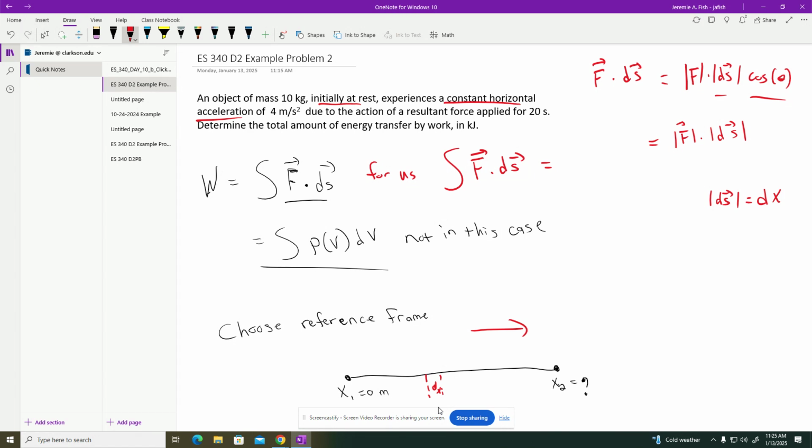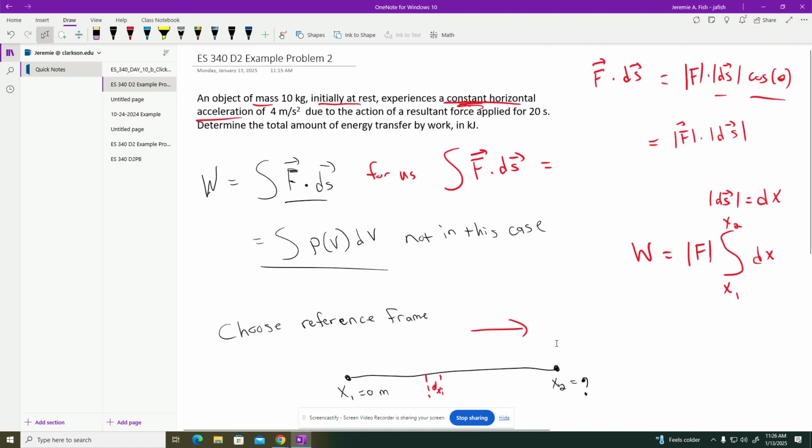So that means that my integral, the work, is going to be equal to, now the magnitude of the force is going to be a constant in this case, because we have a constant horizontal acceleration and we also don't have a changing mass, it's just a constant mass as well. So the force is going to be constant over that period of time. So I can pull that out of the integral, times dx from x1 to x2. Now we already know what x1 is, that's 0, and x2 is something that we're going to have to determine, which we will do in a moment.